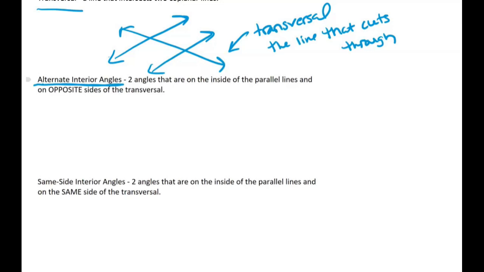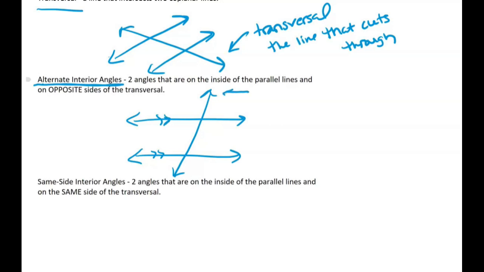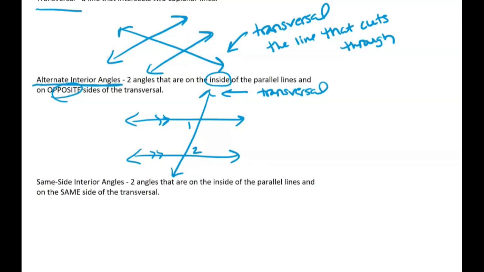Okay. All right. Now, here are three big ones. Alternate interior angles. So let's say we have a set of parallel lines that are cut by a transversal. All right. So these guys are parallel. We know that because of the flags. The transversal cuts through. Alternate interior angles are going to be angles that are on the inside of the parallel lines and on opposite sides of the transversal. For example, 1 and 2. There's another set of alternate interior angles here, 3 and 4.